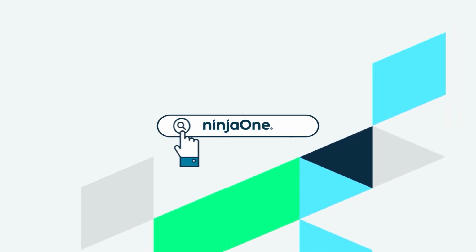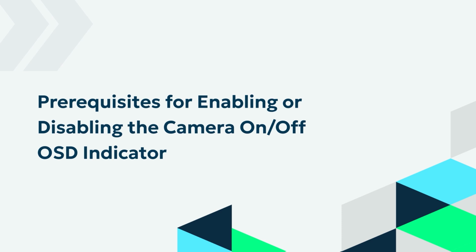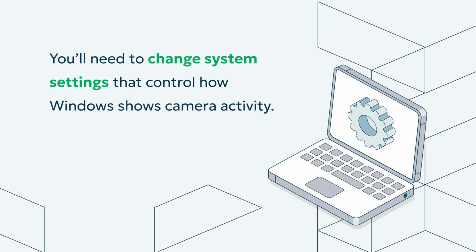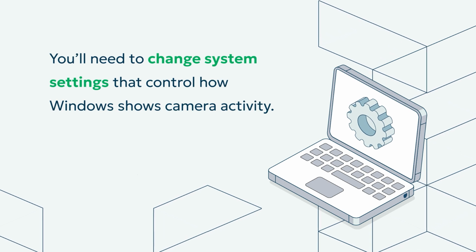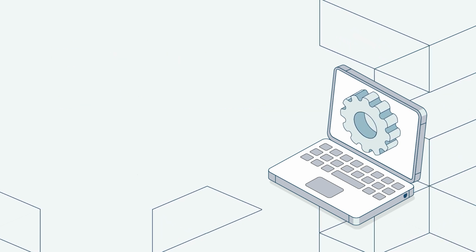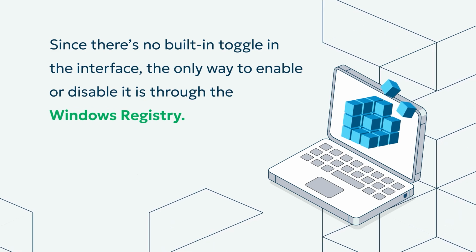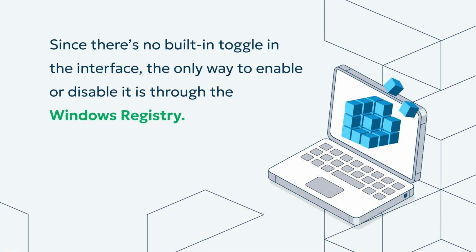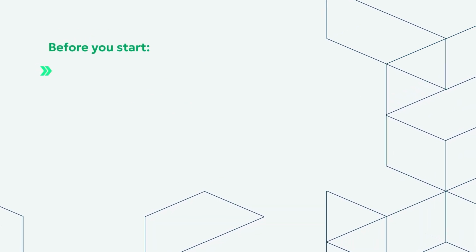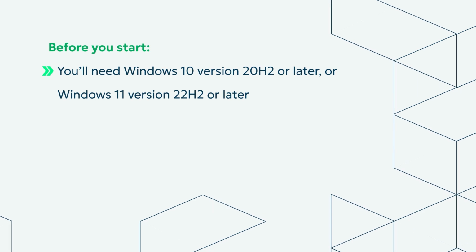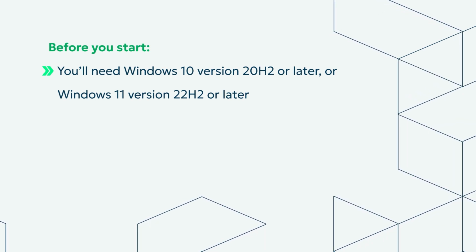Prerequisites for enabling or disabling the camera on/off OSD indicator. To manage this on-screen camera indicator, you'll need to change system settings that control how Windows shows camera activity. Since there's no built-in toggle in the interface, the only way to enable or disable it is through the Windows Registry. Before you start, you'll need Windows 10 version 20H2 or later, or Windows 11 version 22H2 or later.